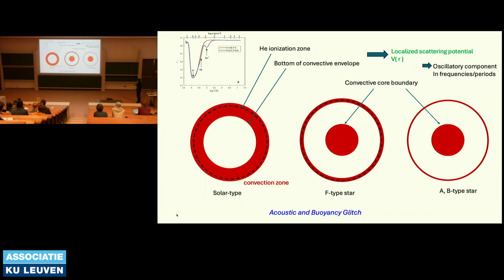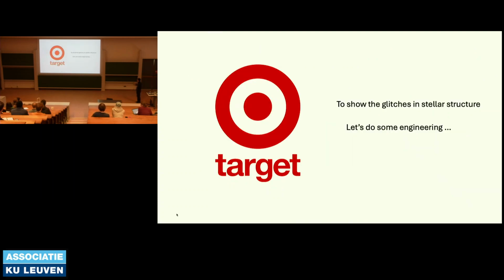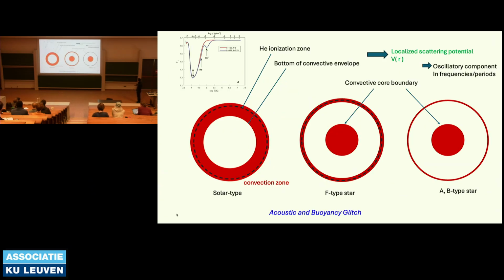So basically, these glitch features can act as some kind of localized scattering potential, which will generate an oscillatory component in your frequencies and in your periods, just like what we show here in this diagram. So we can have acoustic glitches or buoyancy glitches.